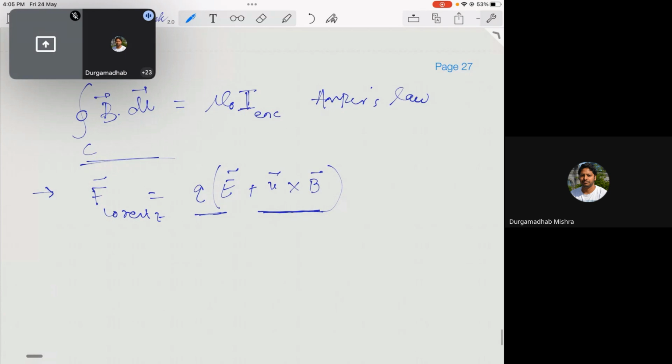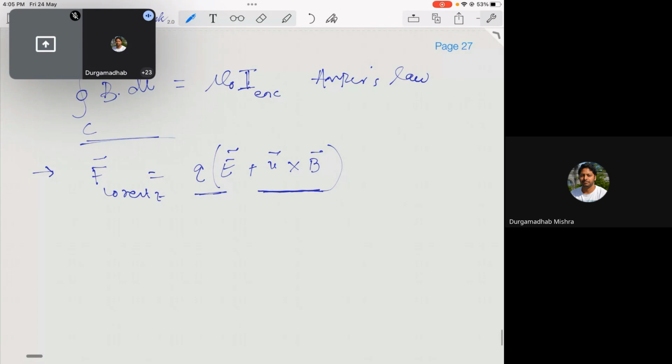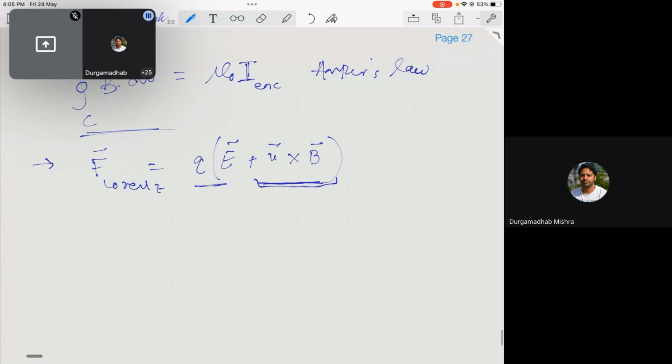If there is no motion of the charged particle, there is no force due to the magnetic field. And if you want to find out the work done due to this force, you take a line integral of F dot dl. You will find that the magnetic force does not do any work. So the work done by the force due to a magnetic field is 0.